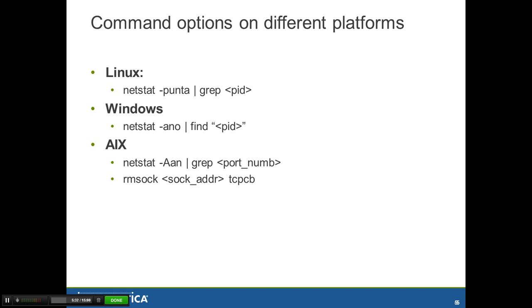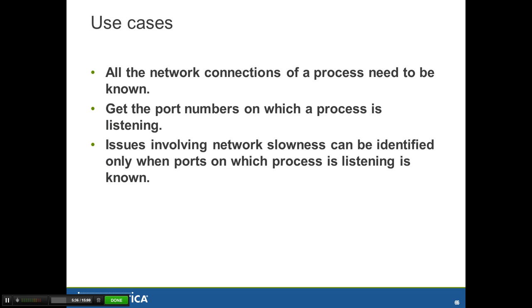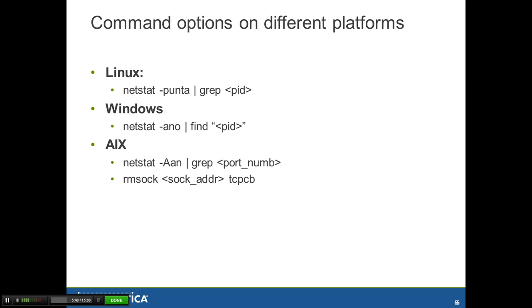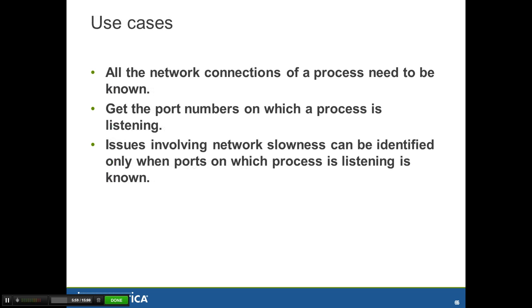Apart from Linux and Windows, Netstat is also available on Solaris, AIX and HPUX, whereas using Netstat you might not be able to directly fetch all the information as we fetched in Linux. You may have to use multiple commands, like on AIX we do a netstat and grep for the port number, and then we do an rmsock on the socket address that we got from netstat, and then get the process which is holding this particular port number.